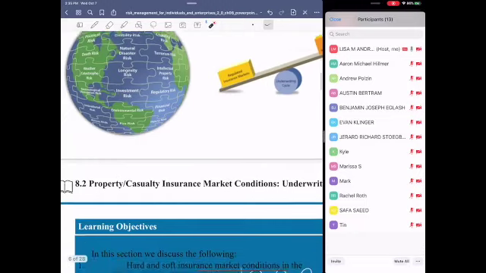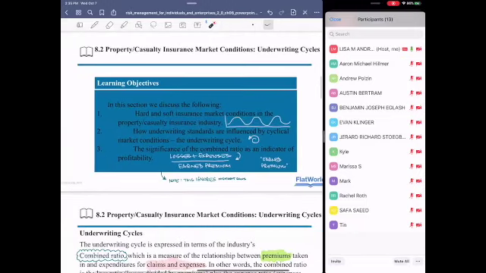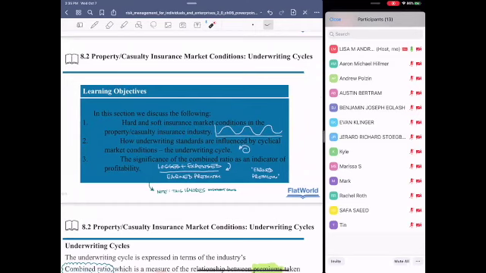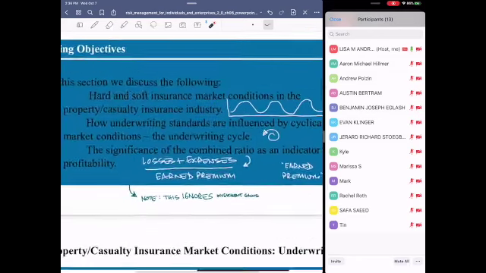So let's start talking a little bit more about this concept of underwriting cycles and the combined ratio, because the combined ratio really dominates this chapter. And the combined ratio is a piece of whether or not we're in a hard or soft market cycle, and we'll talk a bit about that. But let's first just define what is this combined ratio? What are we even referring to?